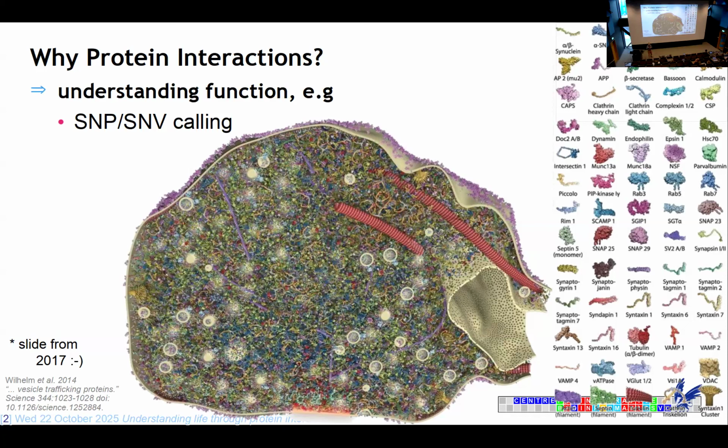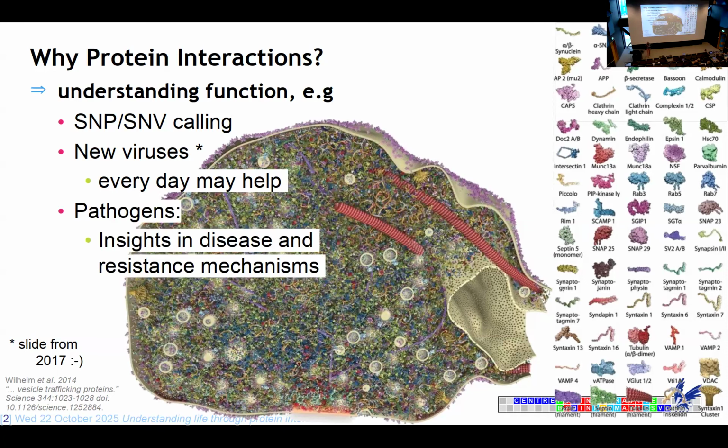Many disease-causing SNPs or other things happen on protein interfaces. If you have a new virus, most new viruses have a couple of new genes that are unlike anything else we've seen. You want to have a quick view on what these proteins could be doing. Is there an interaction interface? Does it bind to another protein? Does it bind to DNA? Does it bind to small molecules? That might help in that case. Other pathogens as well. I made this slide in 2017, so I'm not on the hype. It was before the hype.